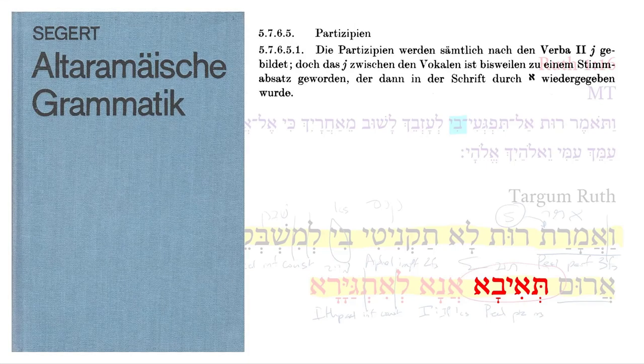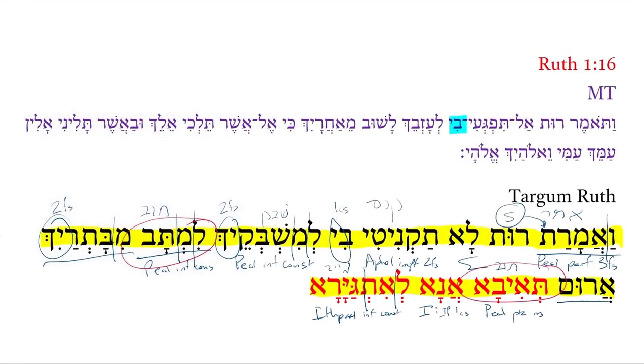Stanislav Segert's grammar also refers to the hollow verb participle as a special case, where there's going to be a glottal stop, as he said, a Stimmabsatz, and the appearance of the aleph there in the middle of the form. So that having been said, this explains why this tav vav beit form in red has an aleph, and the tav vav beit form in the first line does not. So with that information in hand, let's continue reading Targum Ruth, Ruth 1:16.